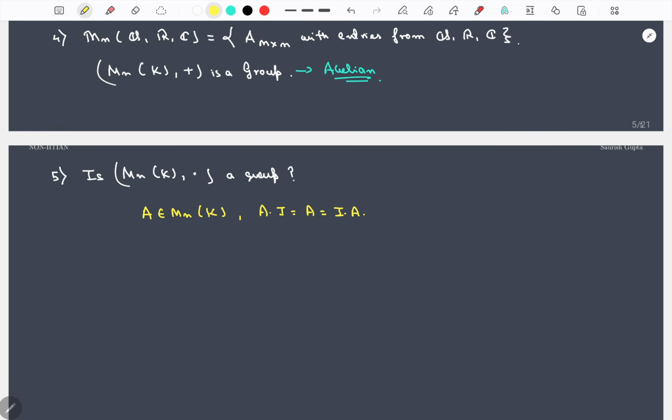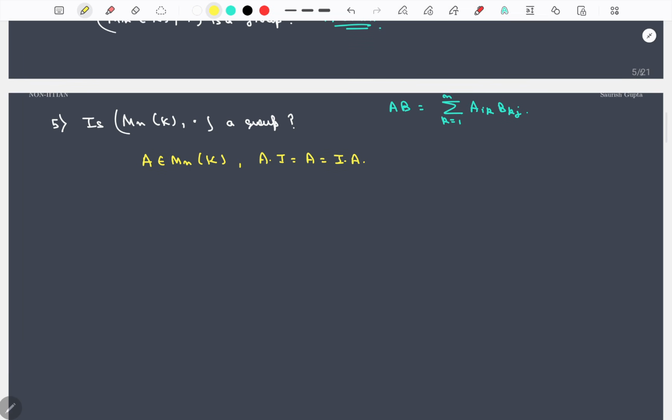But there is something more we require. See, multiplication in matrices is associative in nature. By its very definition, you can verify it rigorously by the usual definition of matrix multiplication. I'm just writing it out. It is not difficult. So A times B is summation k equal to 1 to n A_ik times B_kj. So this is the way you multiply two matrices.